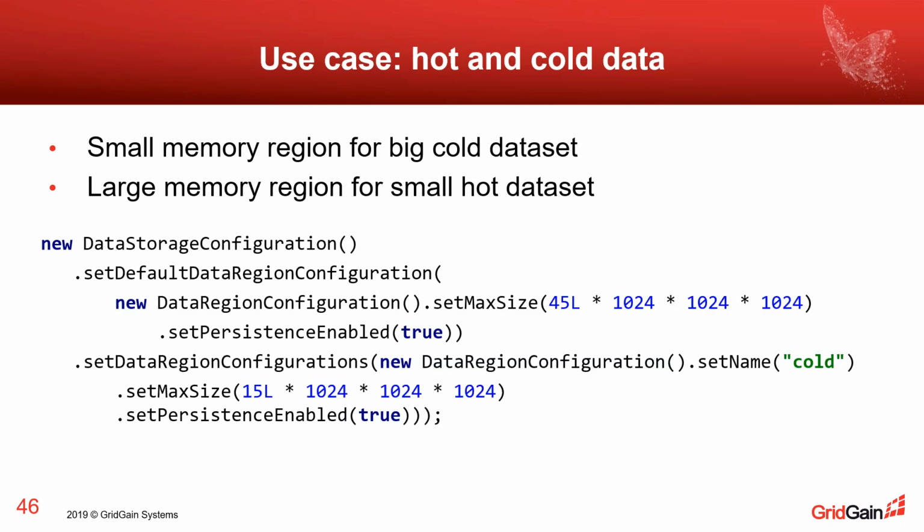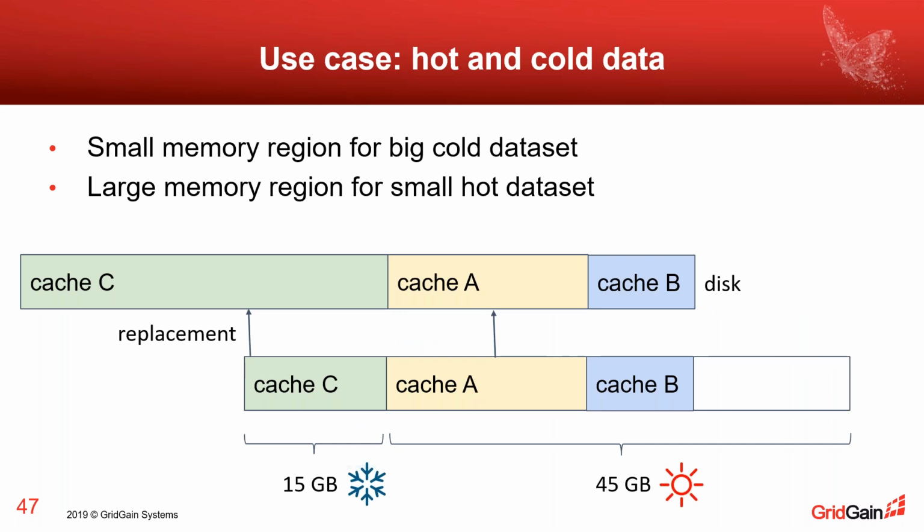The configuration will look like this. There will be two regions. One is large with persistence enabled, and the second, for cold data, is small and also with persistence enabled. And let's see how it will work. There are two chunks of memory: a 15 gigabyte chunk for cold data and a 45 gigabyte chunk for hot.